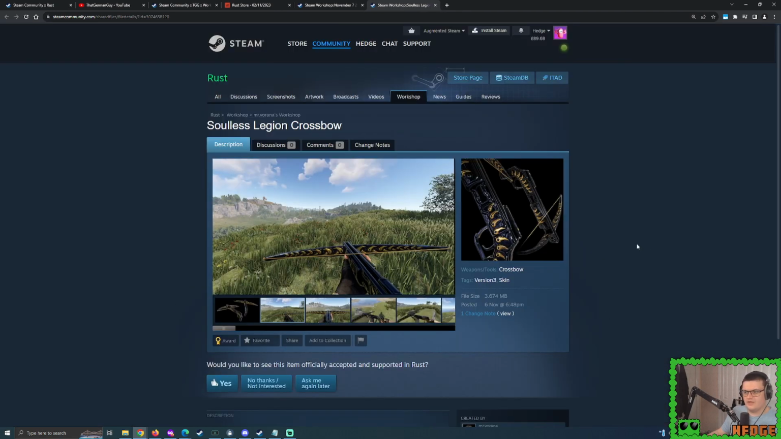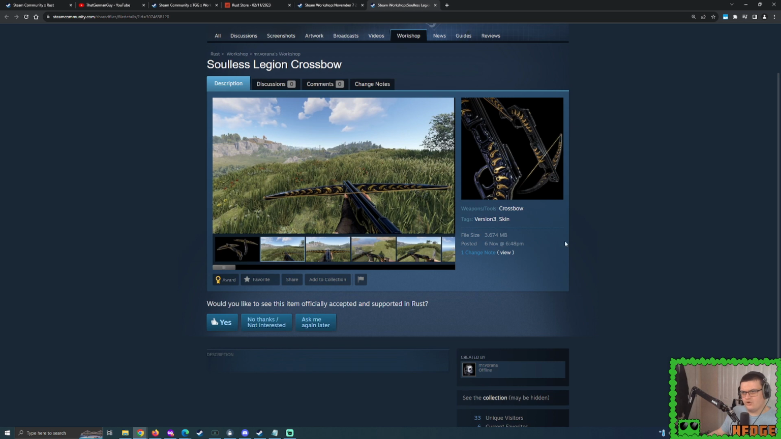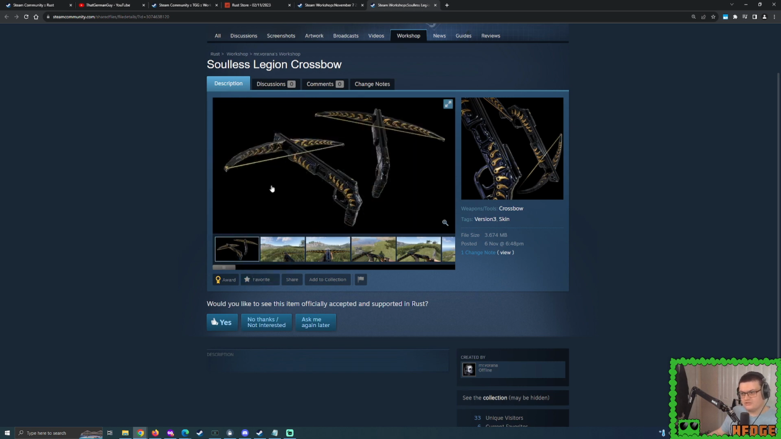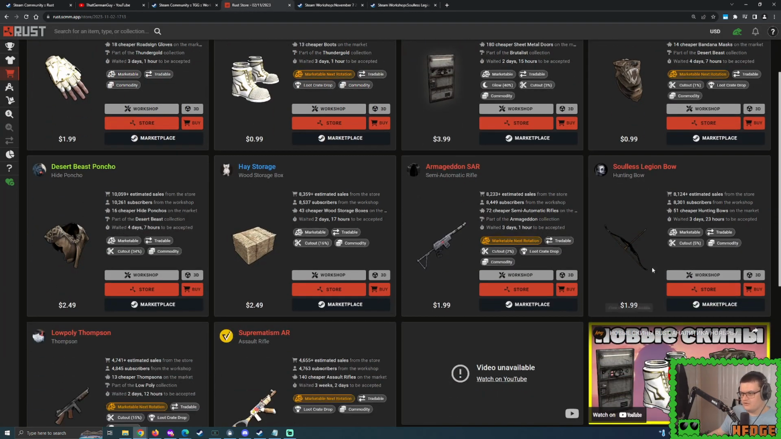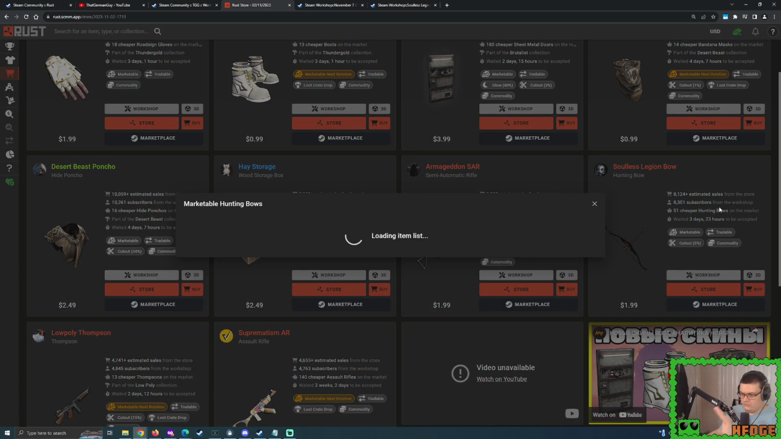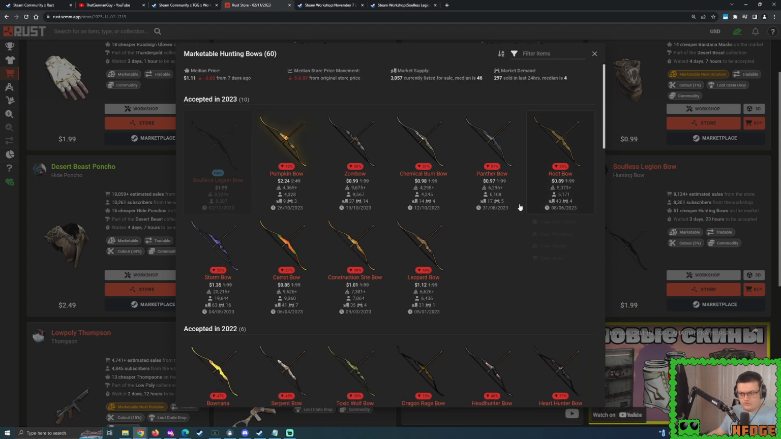Next up, we have a continuation of the bow skin that we literally just had accepted this current week. This is the Soulless Legion Crossbow. Get a good look at that. And now let's talk about the bow skin right here. So this right here is in an awkward position. It's a cool looking bow. I will give it that. Very nice, very shiny. The gold trims, very cool.